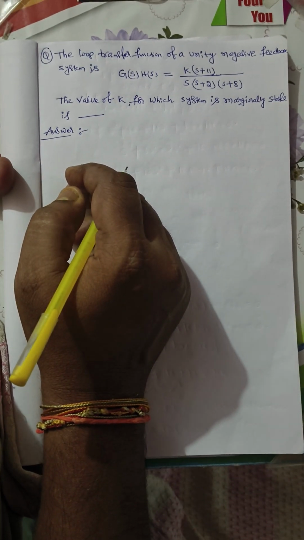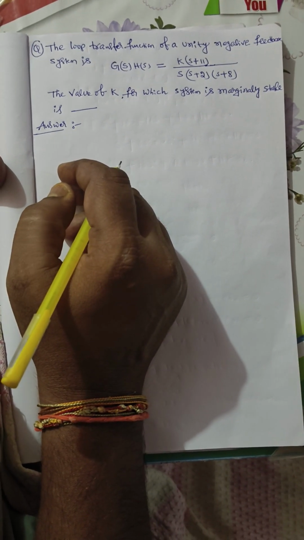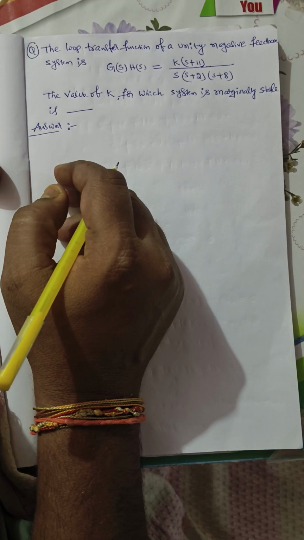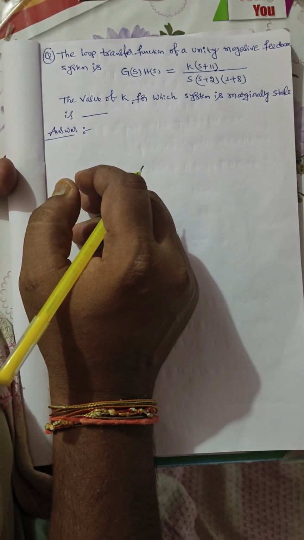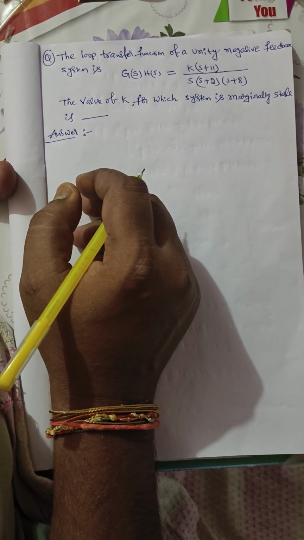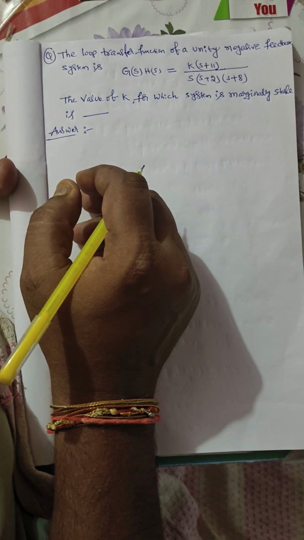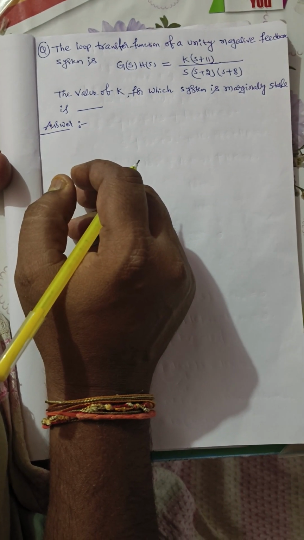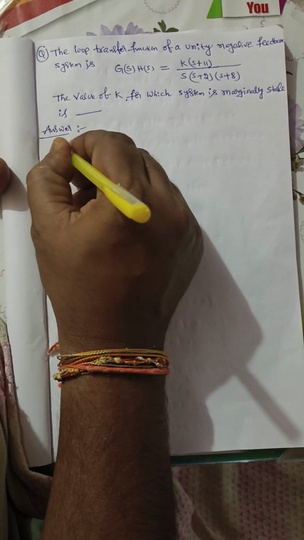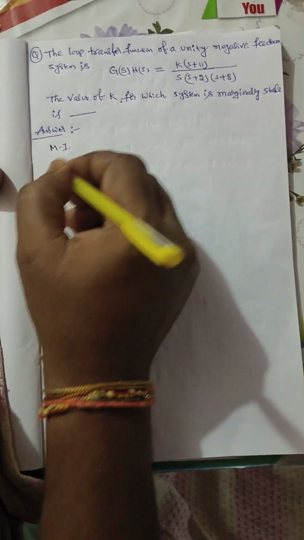Hi. The loop transfer function of a unity negative feedback system is given. Find the value of k for which the system is marginally stable. There are two methods for solving this question. First we will discuss method 1.